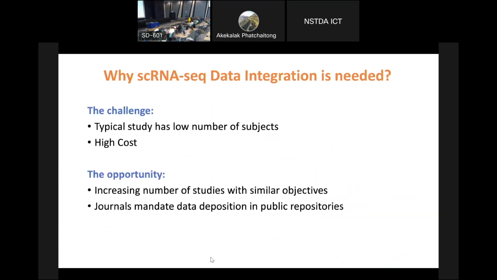Okay, so one of the things to consider when you do single cell is data integration. Why is data integration important? Because your data comes from a low number of subjects, and there's high cost. So through integration, you have an opportunity to increase your data so that you can have more statistical power. There is an increasing number of studies with similar objectives, of course, you focus on those that are related, and journals mandate data deposition. So we have data available that we can take advantage of for this kind of integration.